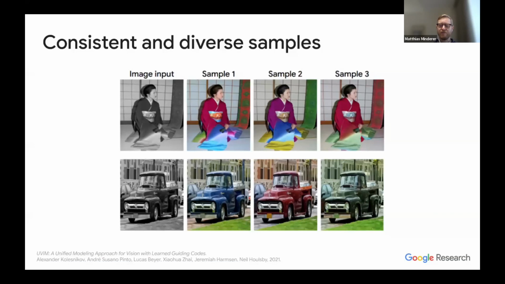Another exciting aspect of this model is that because you basically have this probability distribution over these guiding code tokens, you can sample diverse but stable outputs from this model. If you don't take the maximum probability one, but increase the temperature and then sample from this probability distribution, you can get nice and diverse outputs.